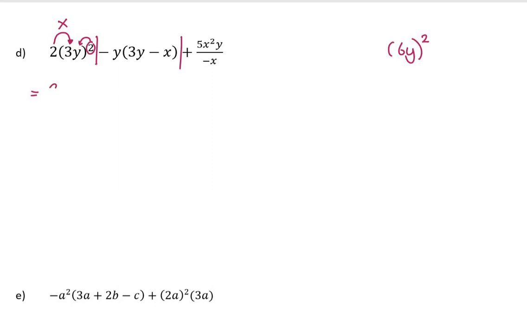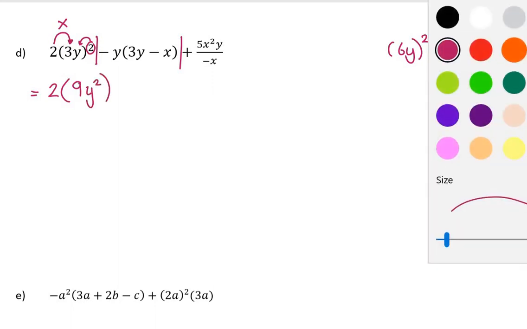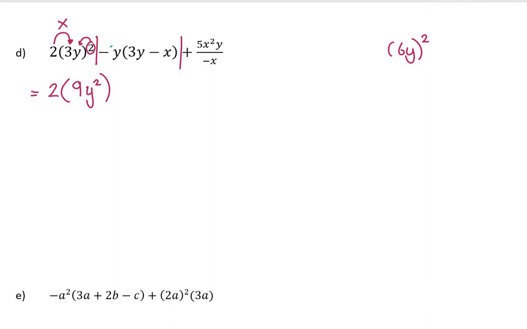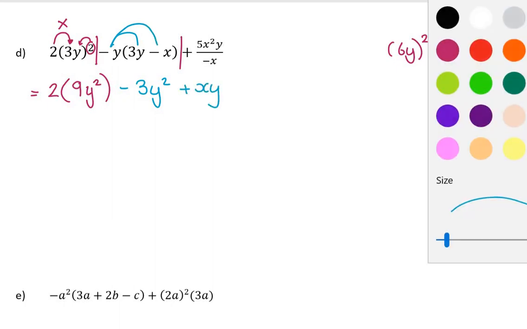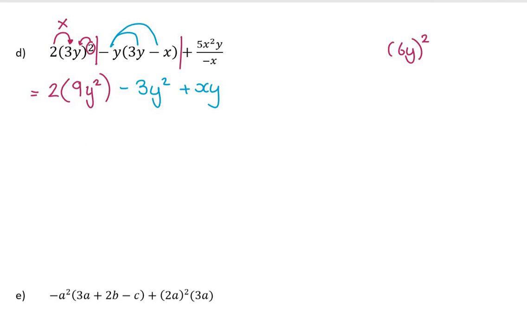So I'm first going to keep my 2 outside and I'm first going to square. So 3 squared is 9 and y squared. Okay, so I haven't actually simplified that term fully yet. Now distribution, minus 3y squared plus xy. And my last term, signs, positive divided by negative is a negative, so I'm simplifying those two. And then 5, one of your x's will cancel, so I'm left with xy.